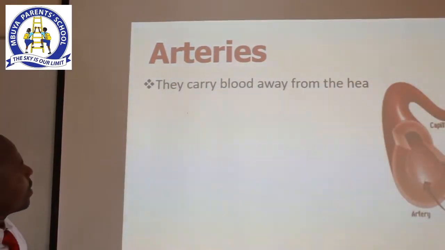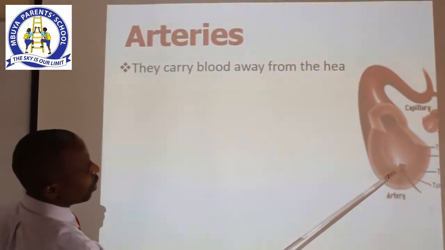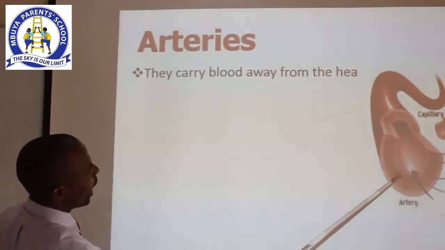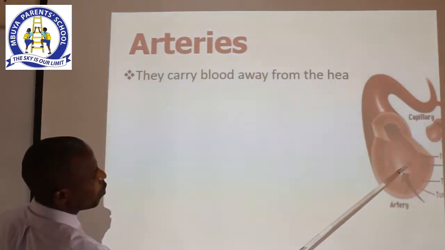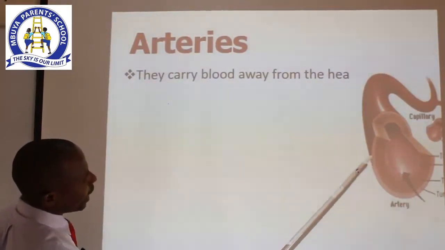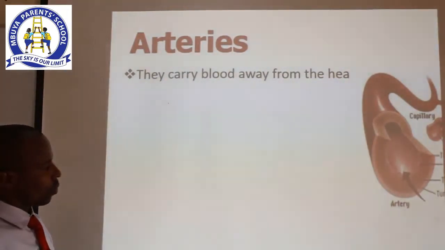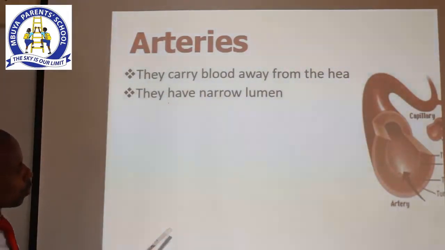These arteries, if you look, we have an illustration here. Let's look at this. We have a passage. You have said it carries blood away from the heart, but we have this passage. This passage is called lumen. Now for the arteries, you find their lumen is narrow. Now we'll say arteries have the narrow lumen.